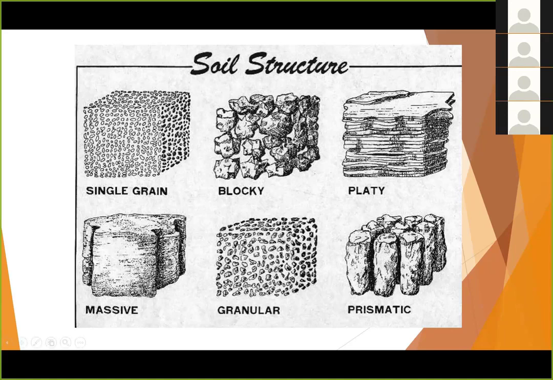So if you look at these, if you have something like a single grain or massive or platy, for example, and you poured water on that type of soil, this is a question to you now, relative to these other structures like blocky or prismatic, which one is going to allow water to penetrate faster? All right, granular would be much slower for the platy, massive, or the single grain, because these are very small particles.